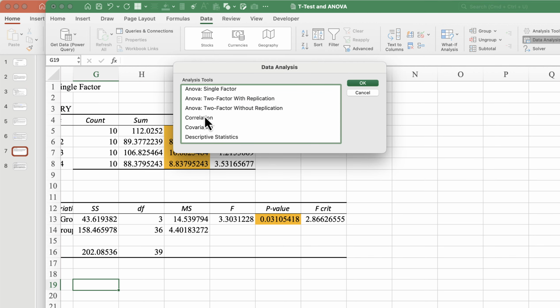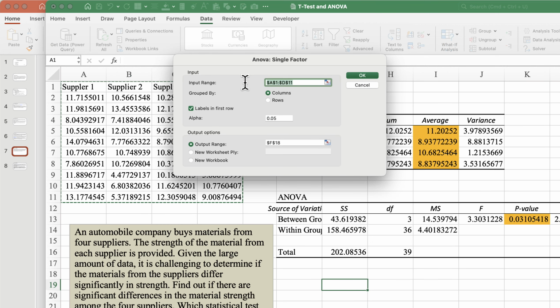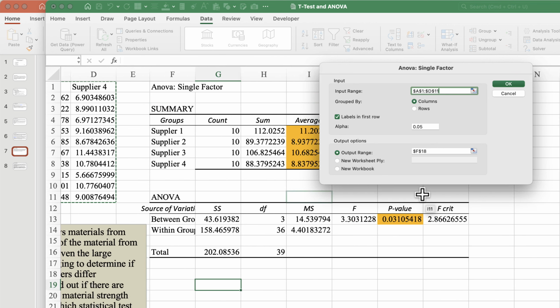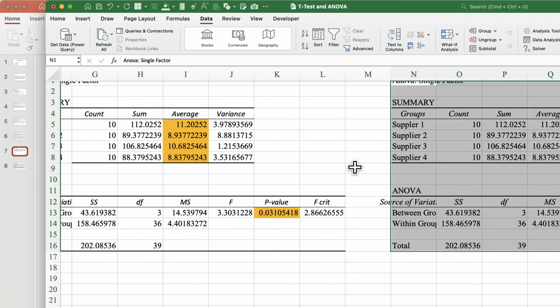Microsoft Excel has a feature whereby it provides ANOVA. Click on data and then data analysis, and then we go to ANOVA. In ANOVA, we have a single factor because it's about material strength from suppliers. So that will be a single factor. Click on OK, and then the input approach. For the input range, I will select this one. Labels in first row, because as you can see, labels have been selected. Alpha is 5% and for the output range, I want my results to appear here. And if I click on OK, it shows us this one.